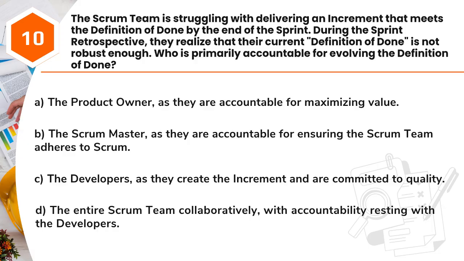A. The product owner, as they are accountable for maximizing value. B. The Scrum Master, as they are accountable for ensuring the Scrum team adheres to Scrum. C. The developers, as they create the increment and are committed to quality. D. The entire Scrum team collaboratively, with accountability resting with the developers.